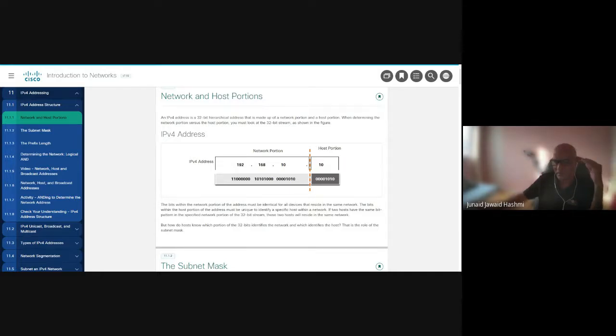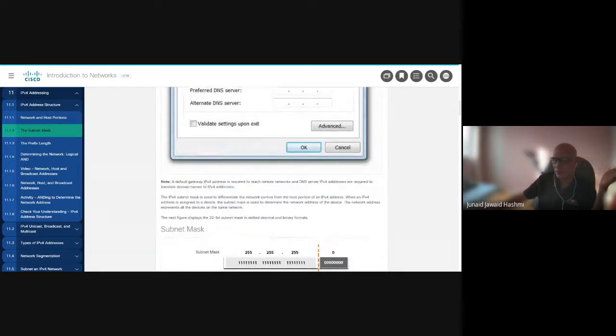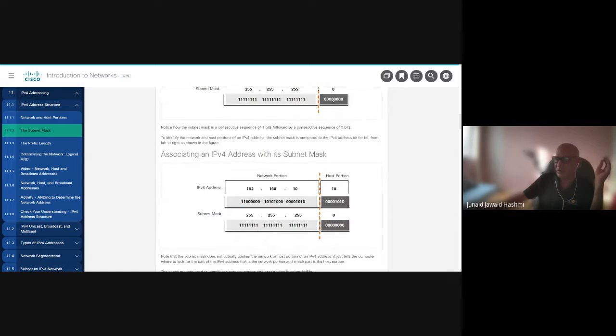So the subnet mask tells you what part is the network ID. So all ones is the network, and all zeros is the host. Okay.